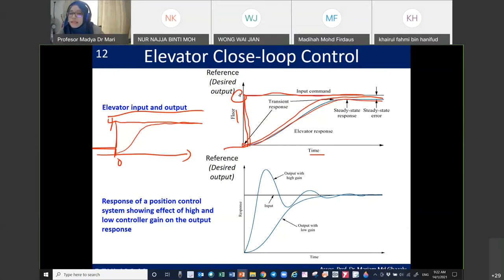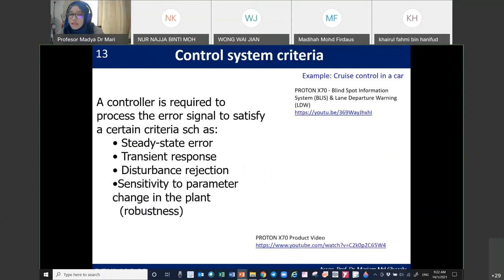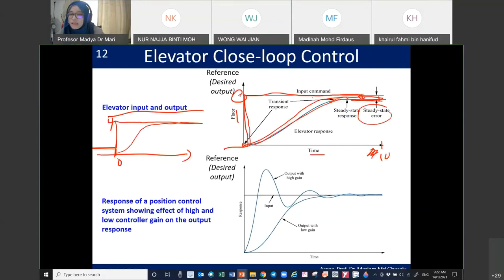Okay, and the steady state response is when the output does not have any oscillation anymore. So it's going to reach steady state and have the same value until the end of the time. For example, if you press 4, within, say, 10 seconds it will reach steady state. Steady state error is the difference between the reference and the steady state response just now. For this case, you will see that the error is actually a bit high, meaning that there is an error in between the floor.